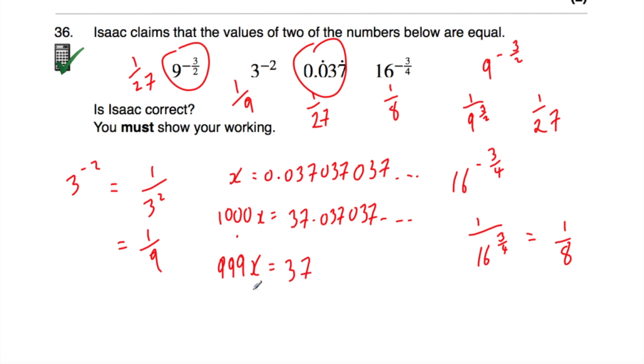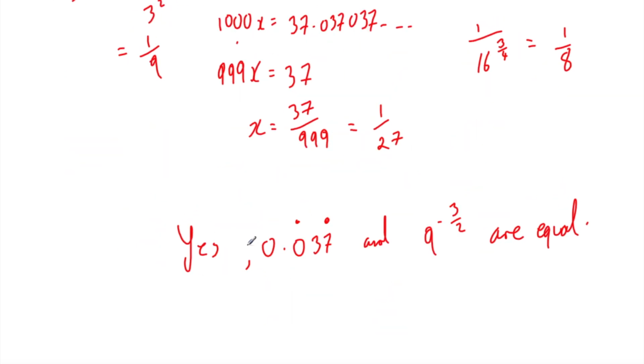And then we could divide by 999, so x equals 37 over 999, and then if you cancel that down on your calculator, 37 divided by 999 is equal to 1/27th, and that's it. So these two are equal to each other. So is Isaac correct? The answer is yes. And I've just explained that yes, Isaac is correct because these two are equal to each other, and that's it.